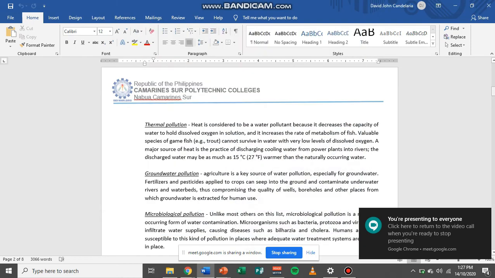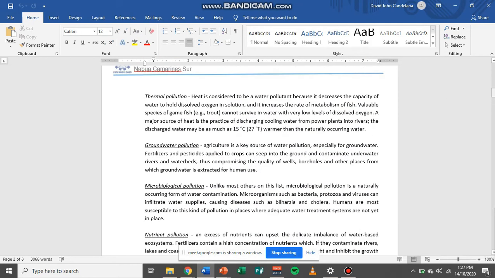So, thermal pollution. Heat is considered to be water pollutant because it decreases the capacity of water to hold dissolved oxygen in solution, and it increases the rate of metabolism of fish. Valuable species of game fish, for example, trout, cannot survive in water with very low levels of dissolved oxygen. A major source of heat is the practice of discharging cooling water from power plants into rivers. The discharged water may be as much as 15 degrees Celsius or 27 degrees Fahrenheit warmer than the naturally occurring water.